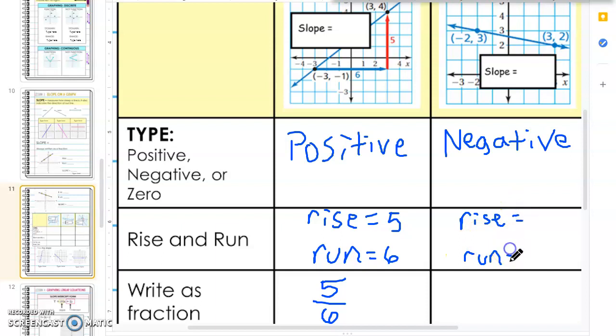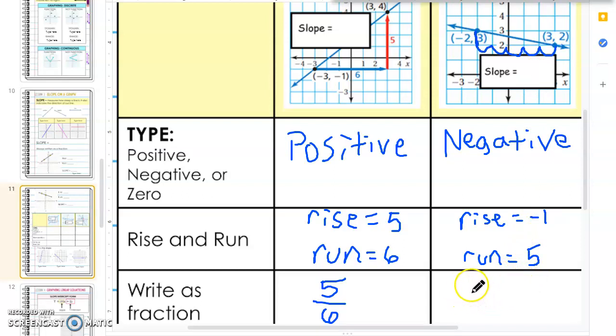All right, so my rise is how many up or down. So this is negative, so that means it's going to have to go down. So I see it's going down 1. It's going down 1 line until I'm even with that line. So since I went down, my rise is a negative 1. All right, how many over do I have to go? Well, I have to go over 1, 2, 3, 4, 5. I went over 5, so my run is 5.